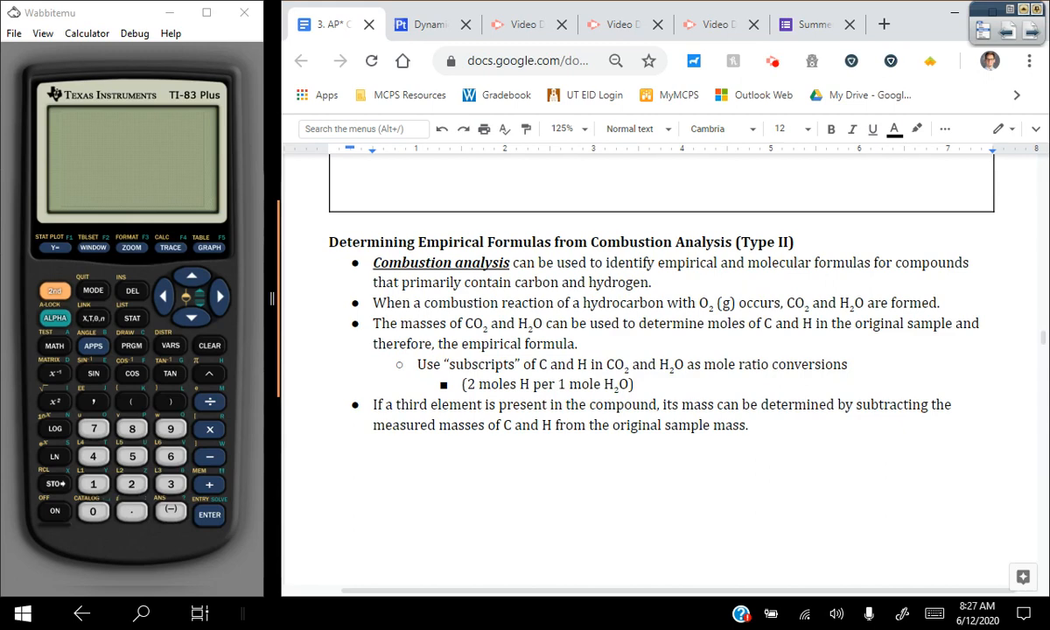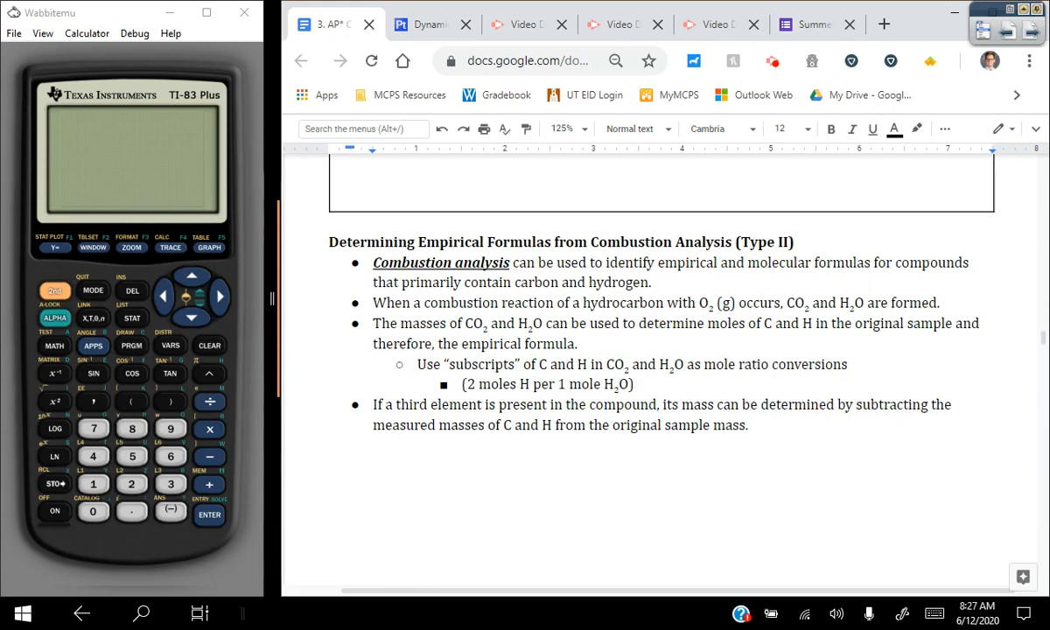In combustion analysis, you typically will be given the masses of your CO2 and the masses of your water and the original mass of your hydrocarbon sample. This can be used to determine the moles of carbon and hydrogen in the original sample, and if we know the moles of carbon and hydrogen, we can then perform our empirical formula process to determine the subscripts.